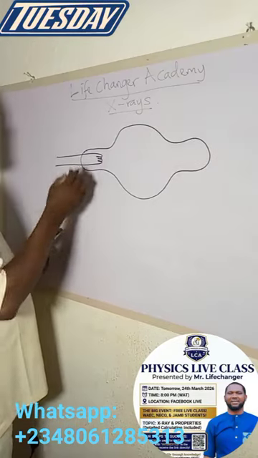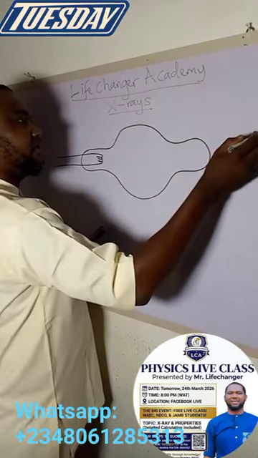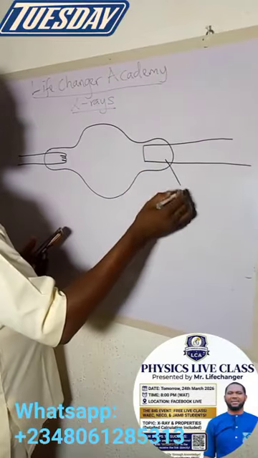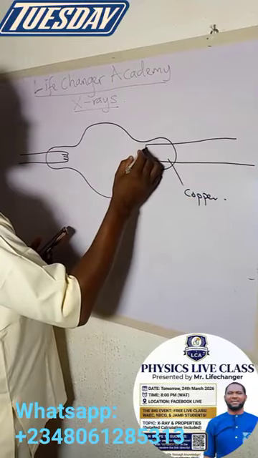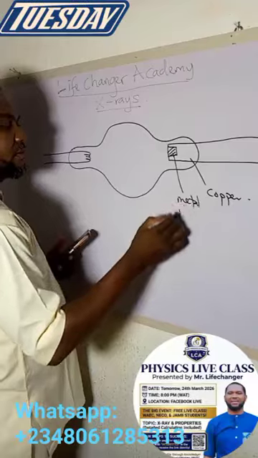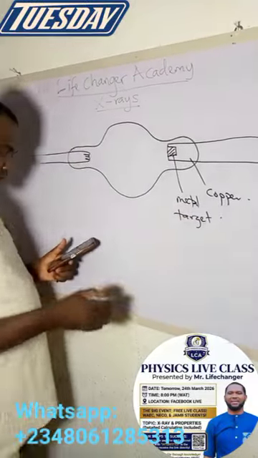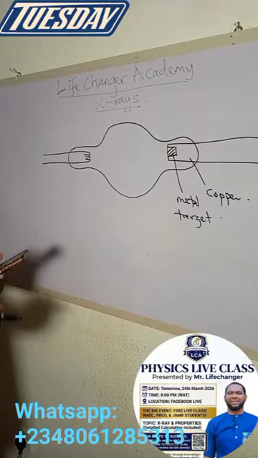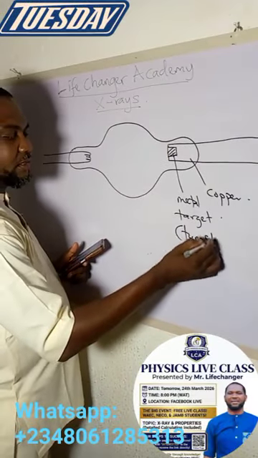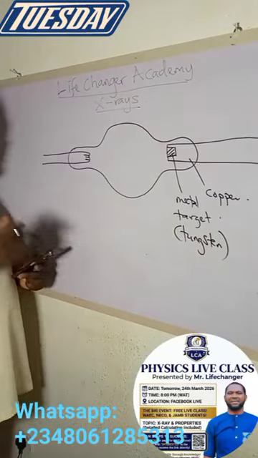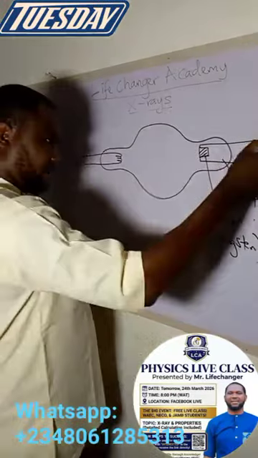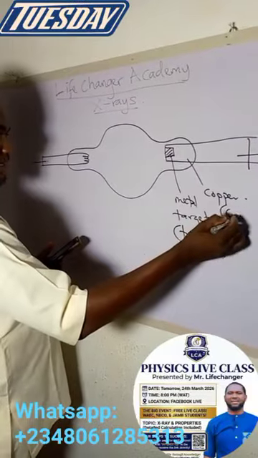And you have the anode. This is where you heat. Then you have a cathode this way, which is made up of copper. But in this cathode, you have something like this. We call this the metal target. This metal target is especially tungsten. In case you are asked, it's usually tungsten. Now, definitely both the anode and the cathode, this copper here is the cathode.